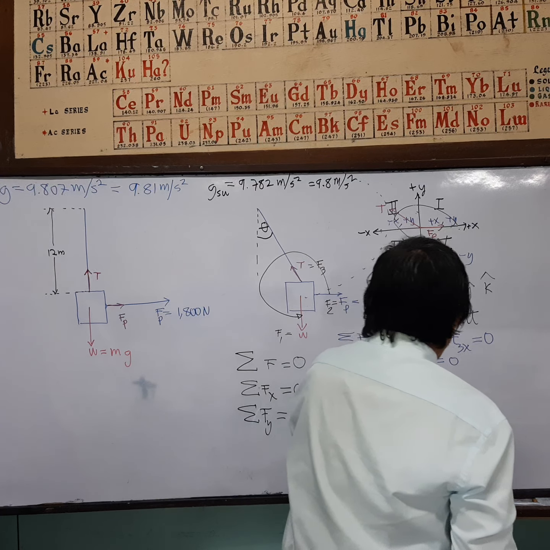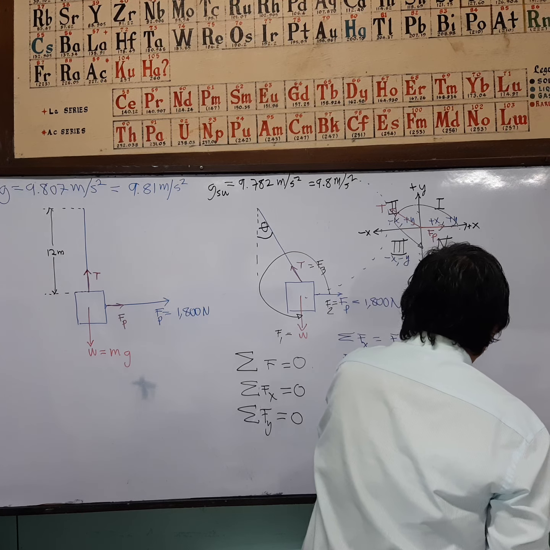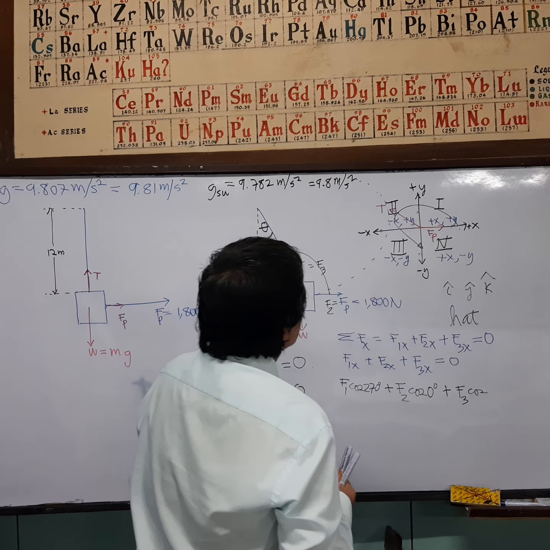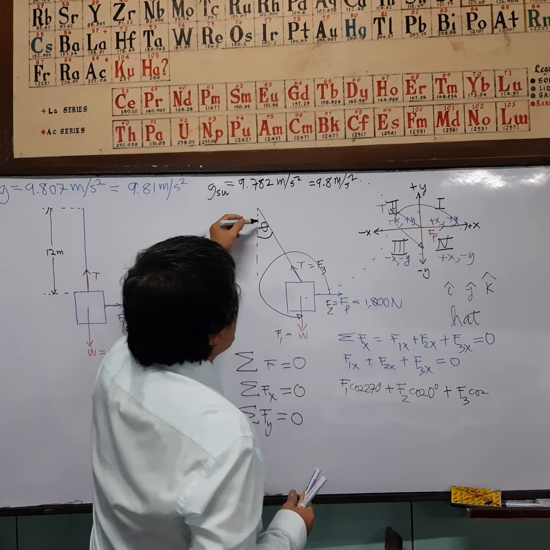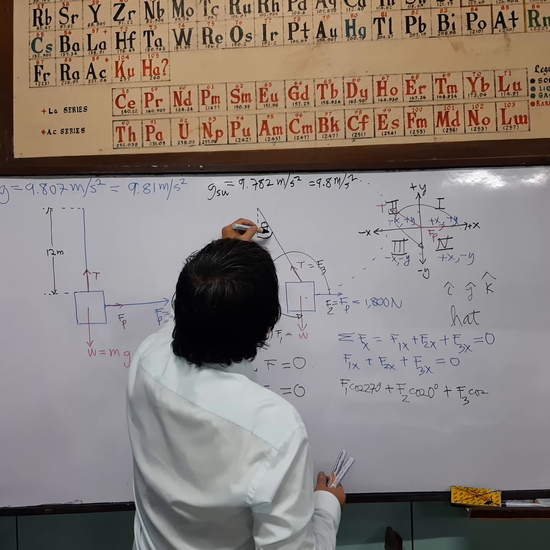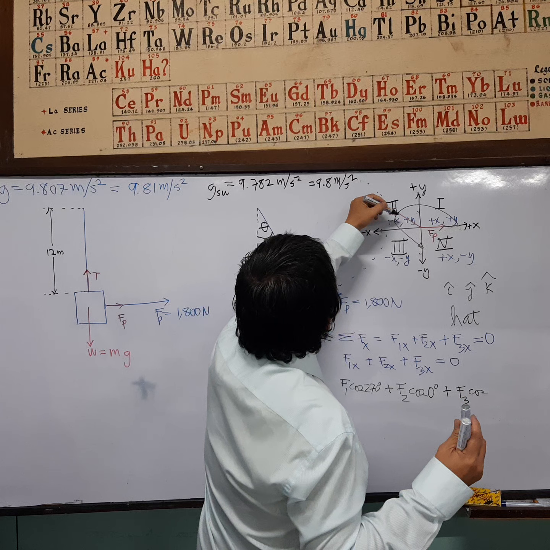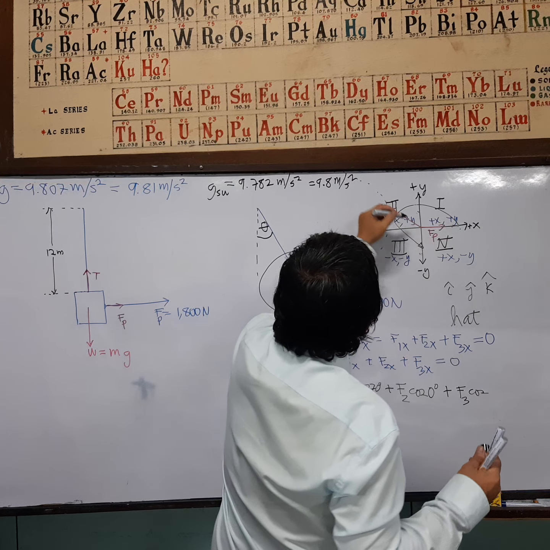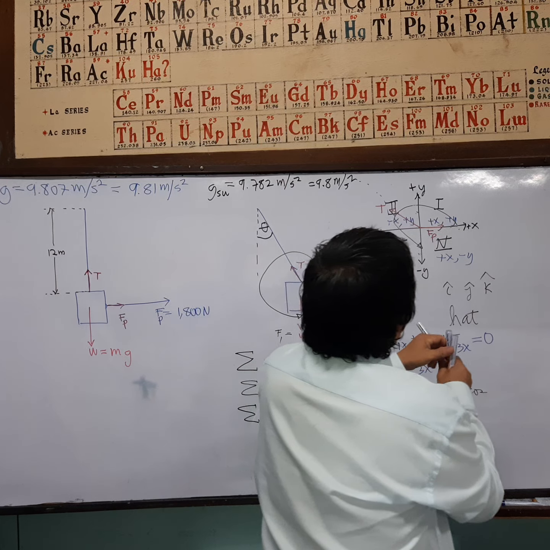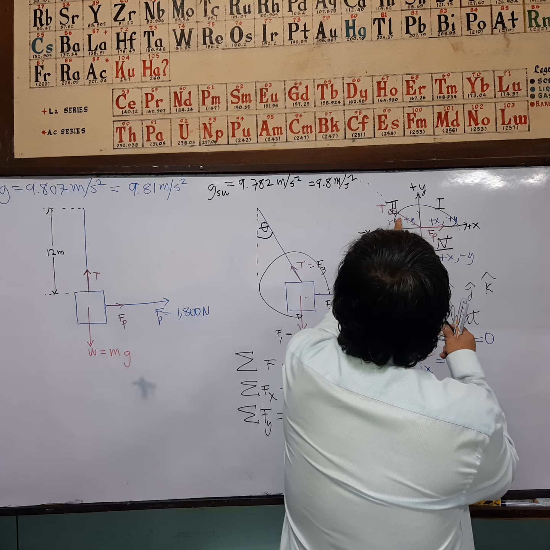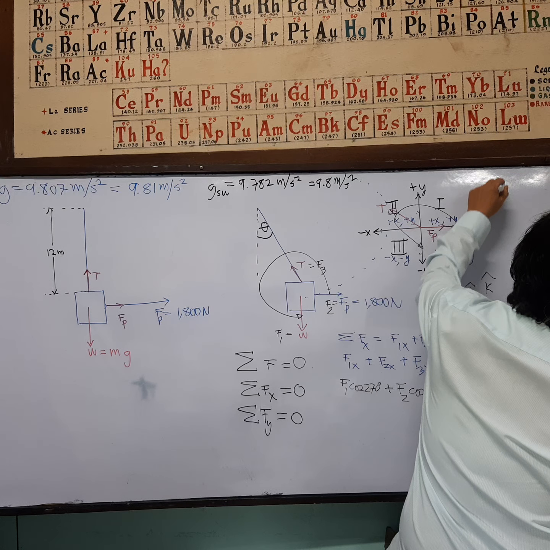Then, plus F sub 3 cosine. Now, this is our F sub 3. The angle here is theta. If the angle here is theta, I hope you can just see this one. I will transpose this. Third quadrant.